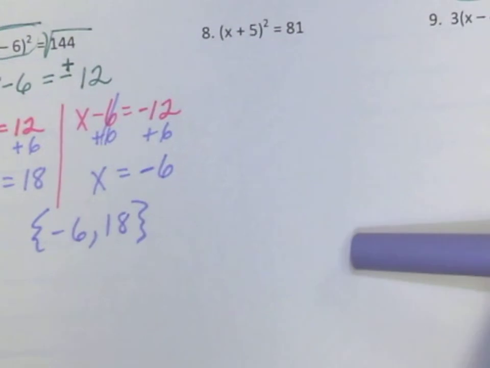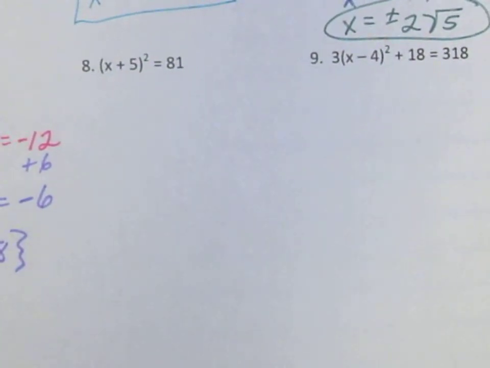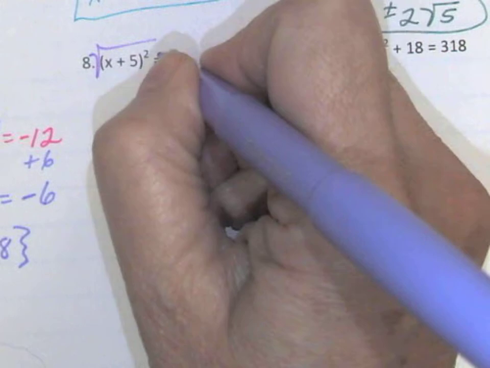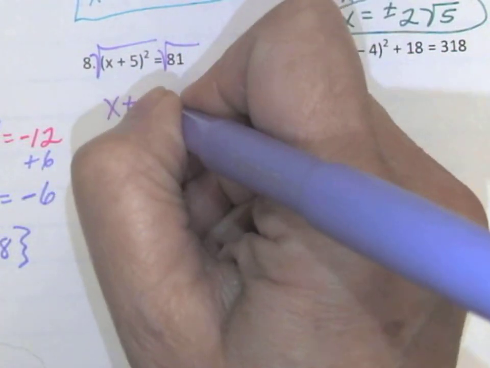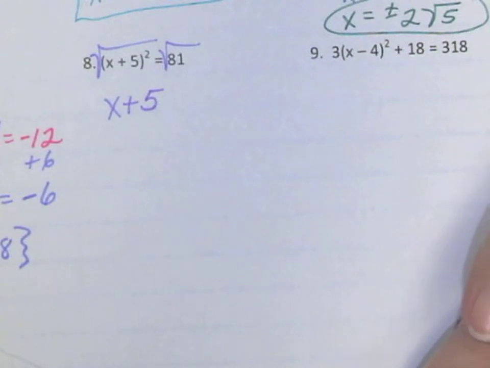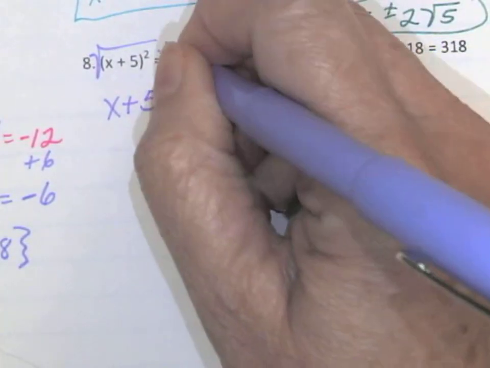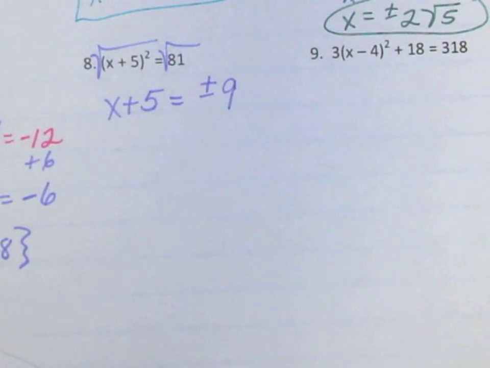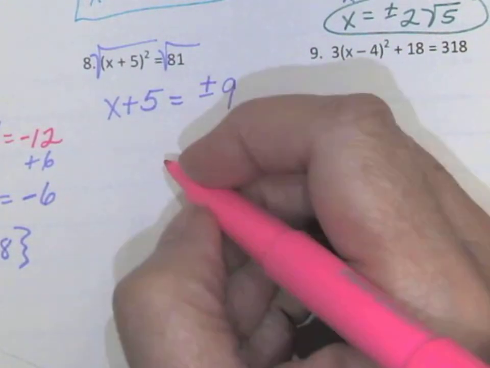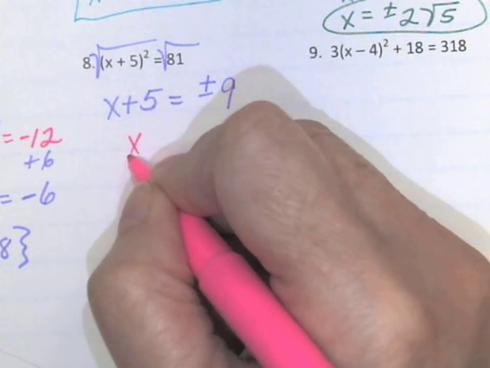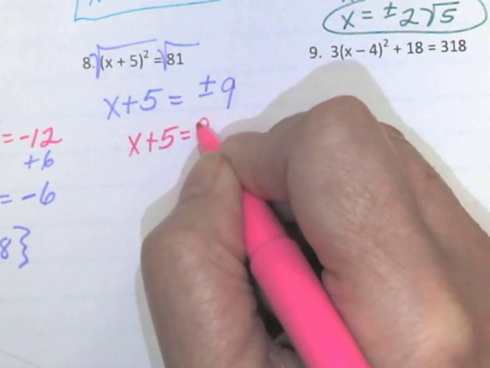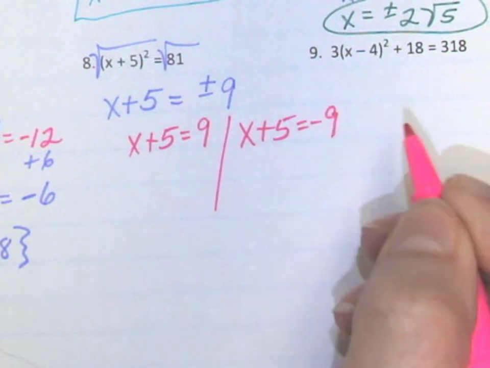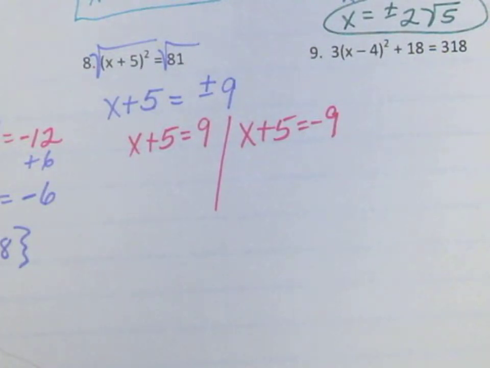Let's do the same thing on number 8. The squared part is isolated. So I take the square root of both sides. All that does is drop the parentheses and the squared. What's the square root of 81? It's a positive or negative 9. So now I have 2 equations. I have that x plus 5 equals positive 9, or x plus 5 equals negative 9.